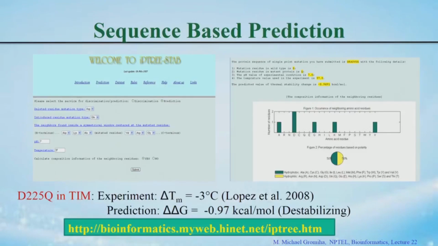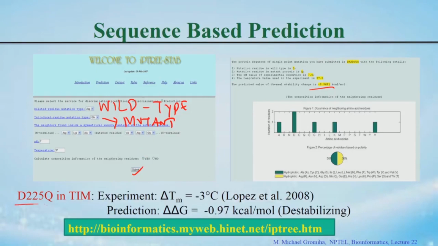0.7. So, this is the server, it will take the wild type residue and the mutation residue. Okay, this is the wild type, this is the mutant, and we have neighboring residues. Now, if we click predict, this will tell you whether it is stabilizing or destabilizing. This will tell you the stability change, whether stabilizing or destabilizing, and this already gives some information, such as how many hydrophobic residues are nearby based on this mutation and so on.